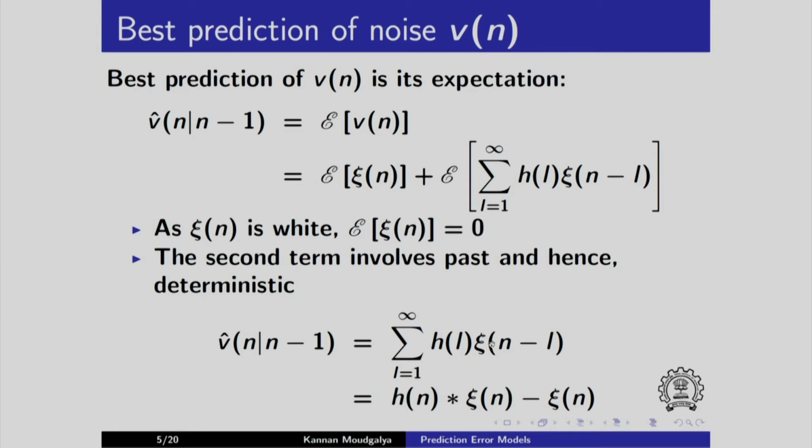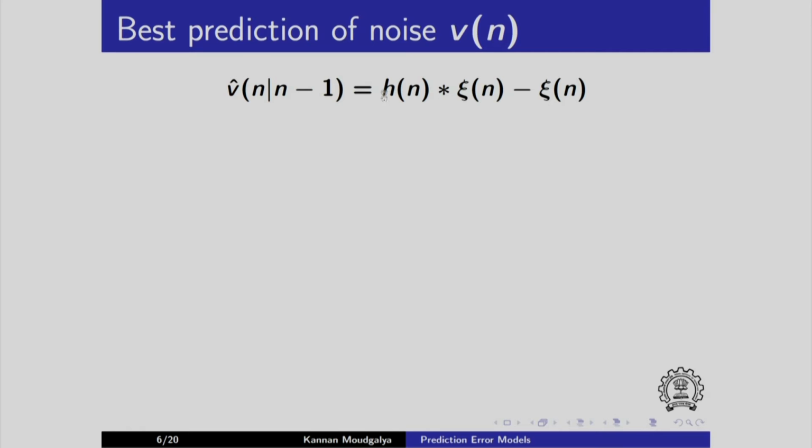which is nothing but what we started with minus the first term. As a result it is Hn convolved with Cn minus Cn, which was the first term. So we have this expression. So this is the estimate of the noise, or the best prediction of noise.